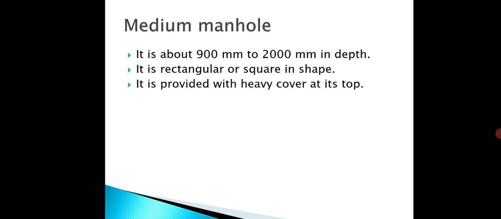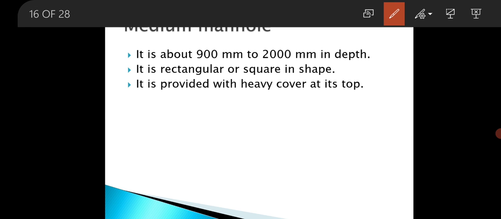Second one is medium manhole. So medium manhole is about 900 mm to 2000 mm in depth, and it may be rectangular or square in shape, and it is provided with a heavy cover at its top.